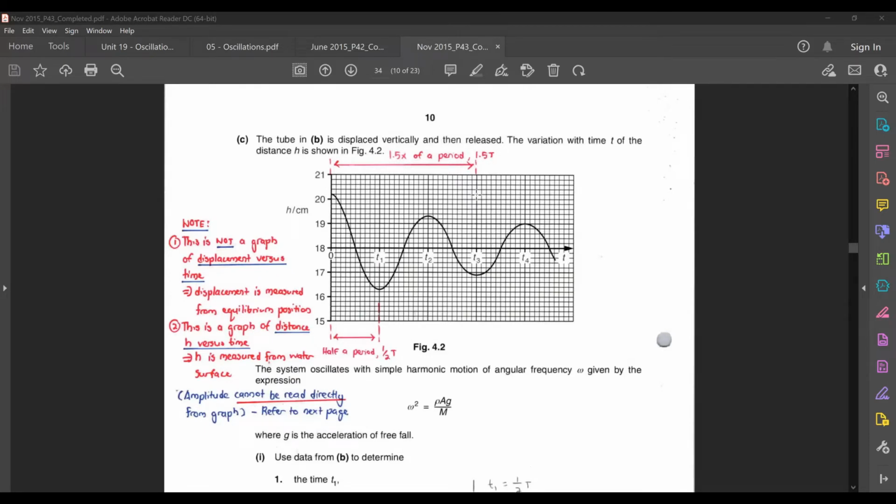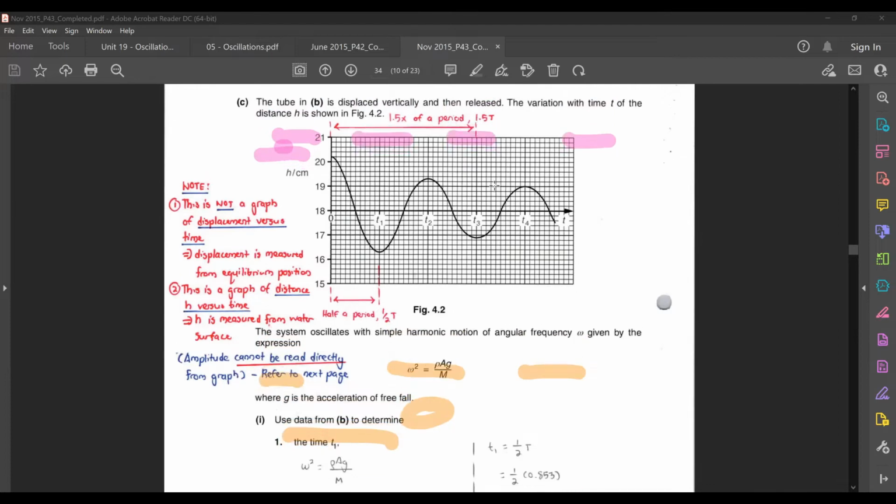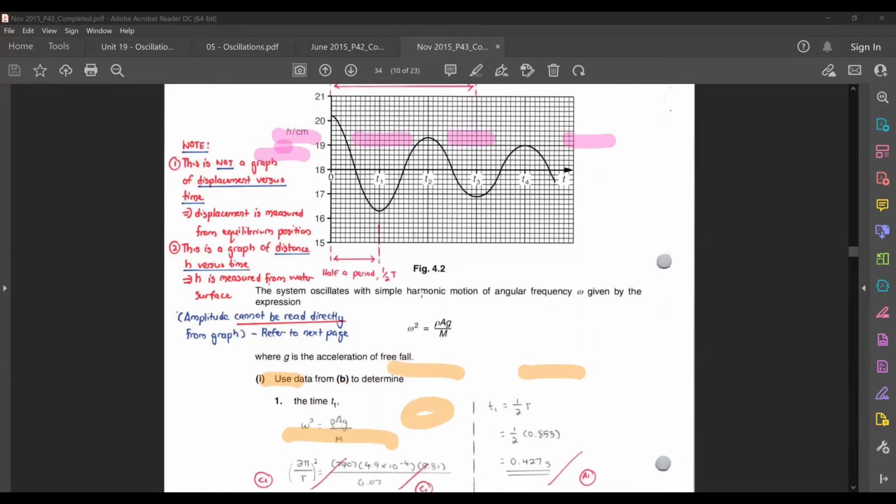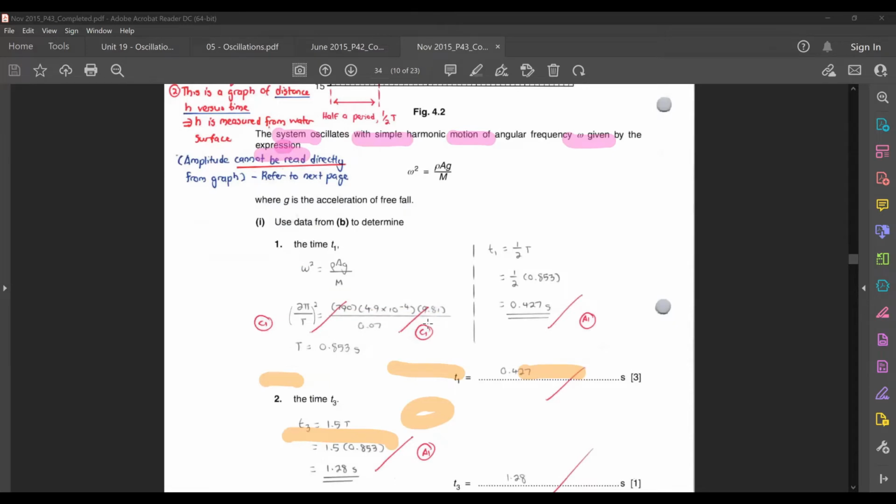For this one, they tell you the tube in B is displaced vertically and then released. The variation with time t of the distance h is as shown in this figure. So the system oscillates with simple harmonic motion of angular frequency omega given by this expression here, where g is the acceleration of free fall. Use data from B to determine time t1, time t3.